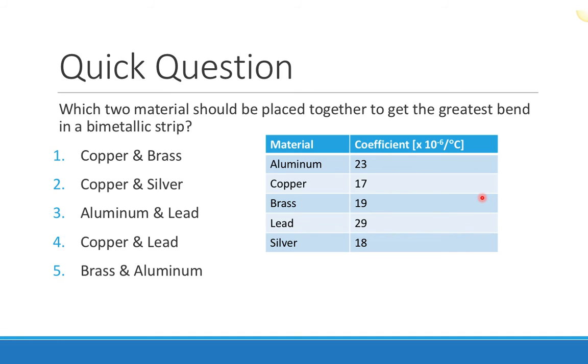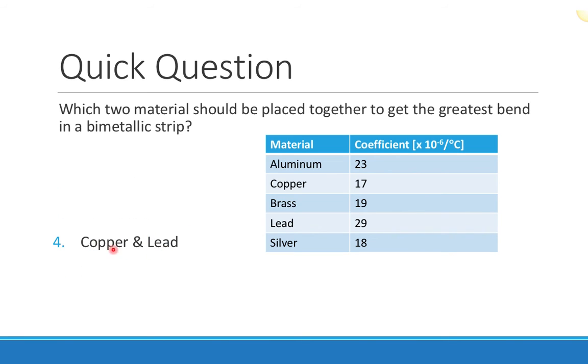If I had these materials, which of the materials should I place together in order to get the greatest bend in the bimetallic strip? If I want the greatest bend, I want the greatest difference in their coefficients of expansion, right? So I look at these, and I see lead is largest, and copper is smallest. So a combination of lead and copper is going to produce the greatest bend, since that is the one that has the biggest difference in the coefficients of expansion. And so there we go, copper and lead.